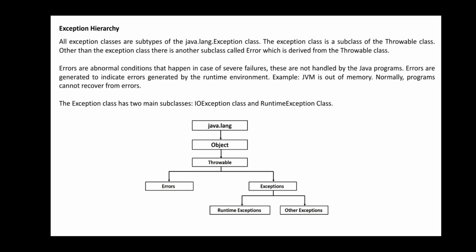The exception subclass is a subclass of the throwable class. Exception is a part of your throwable class. Other than the exception class, there is another subclass called error, which is also derived from the throwable class. Errors are abnormal conditions that happen in case of severe failures.